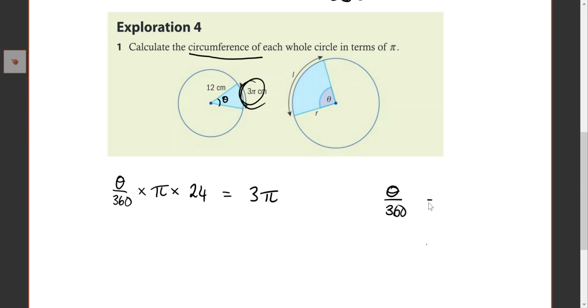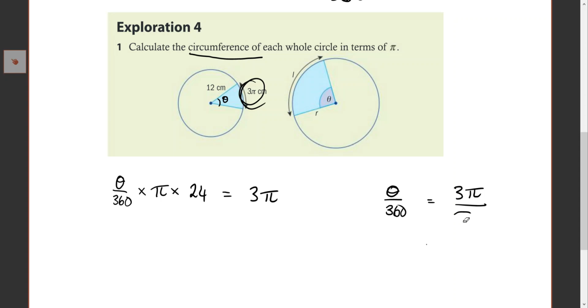That should be the same as 3 pi divided by the whole circumference. Circumference is 2 pi r or pi d, yeah? What's pi d? Pi times 24. Alright.